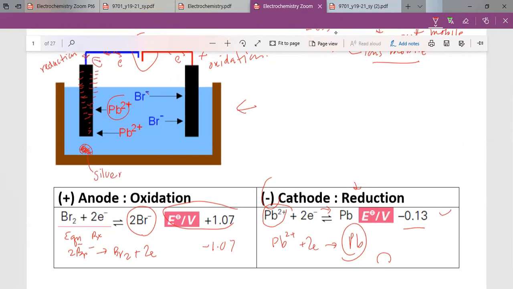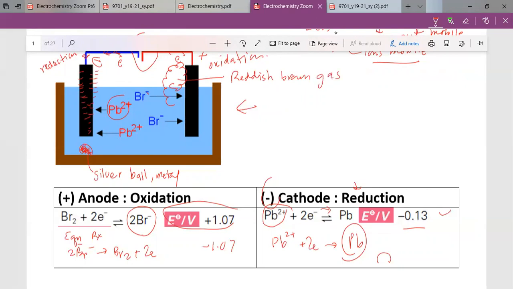Okay, globule or ball. You don't know how to say globule, so ball. Okay, silver ball or silver metal. And here, of course, is your bromine gas now, which is what? Reddish brown gas. Okay, reddish brown gas.